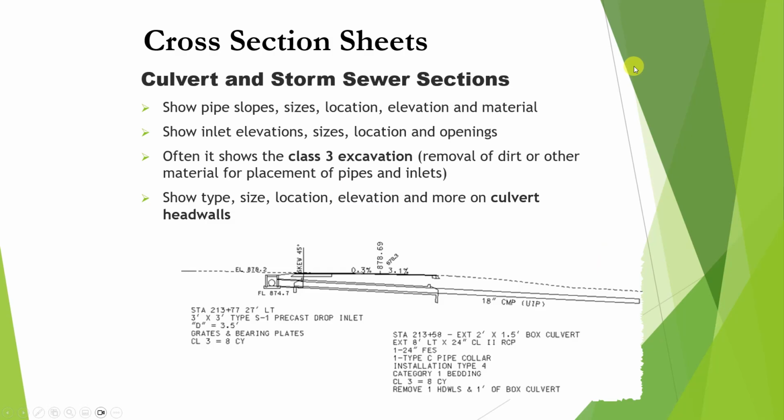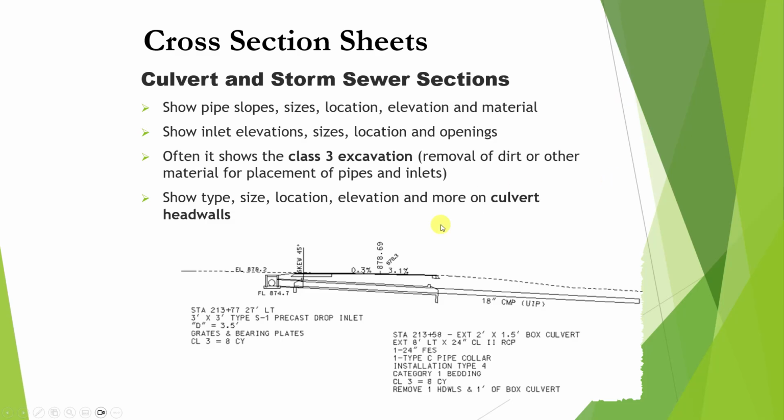Culvert storm sewer sections show pipe, slopes, sizes, location, elevation, and material. They show inlet, elevation, sizes, location, and openings. Often it shows class 3 excavation, which is the removal of dirt or other material for placement of pipes and inlets. It shows type, size, location, elevation, and more on culvert head walls.